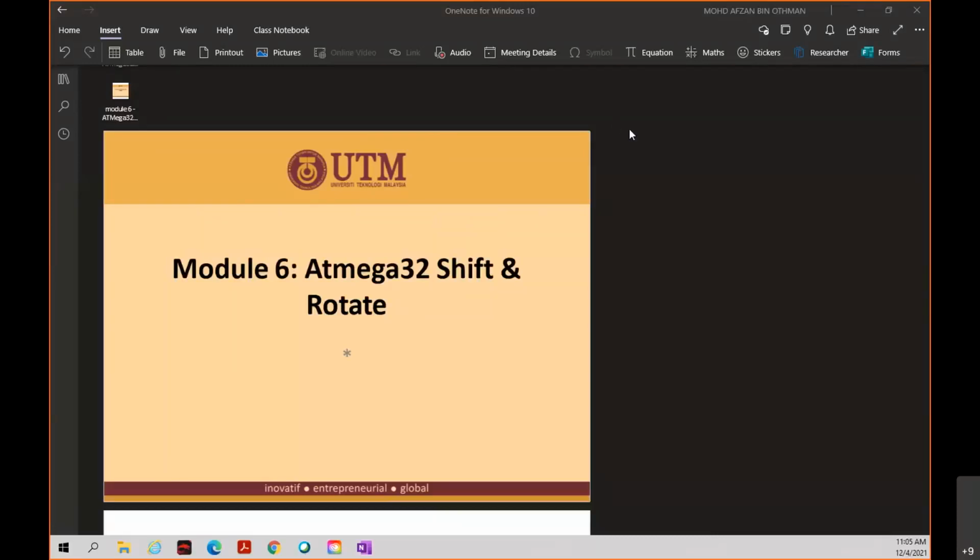Okay, which is module 6. So this module 6 is actually one of the data processing modules in which you are going to do data shifting, and sometimes you're going to do some data rotation. So there are a few instructions that involve data shifting and data rotation.